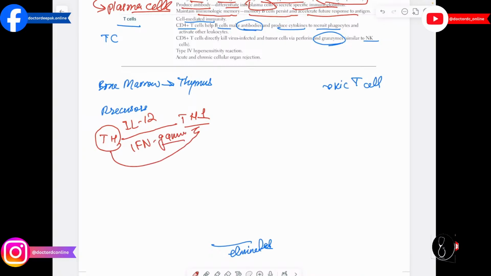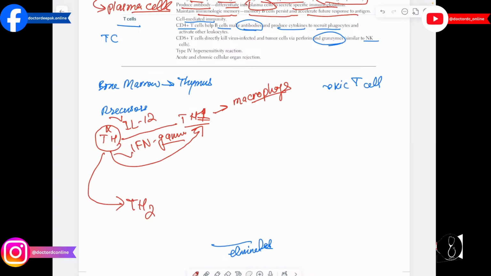If you want T helper cell 1 from T helper cells, the T helper cell should be stimulated by interleukin 12 or interferon gamma. After that, they will stimulate macrophages, and those macrophages are going to make granuloma formation and phagocytosis. Okay? And if this cell has to convert into T helper cell 2, then it has to be stimulated by interleukin 4 or interleukin 10.